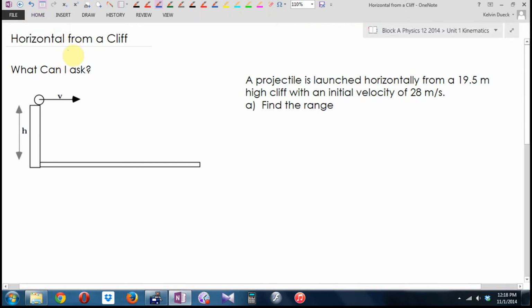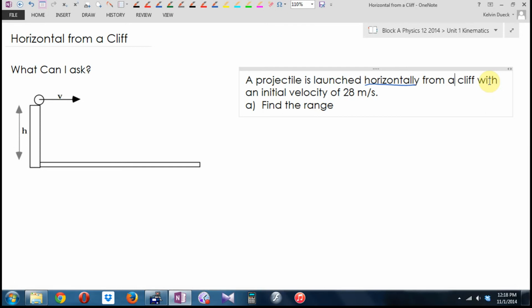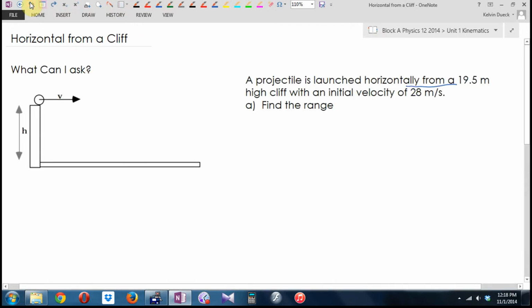What can I ask? So here's the question. A projectile is launched horizontally from a cliff. From how high? Well, first of all, I can either give you the horizontal distance and say find the height, or the vertical distance and say find the range. So I'm going to start out this time giving you the vertical distance and saying find the range. The other thing that I would do is I would underline the word horizontally.